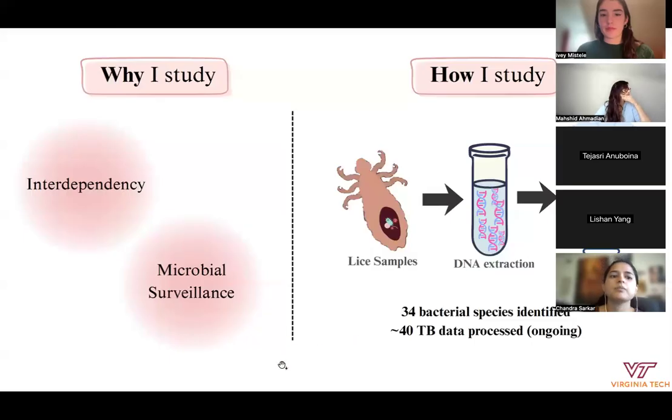So this brings me to why I study, and the reasons are twofold. In humans, our gut bacteria helps us with digestion. In lice and in other insects, these gut bacteria supply essential nutrients like vitamins and amino acids, which help them survive and reproduce. When these bacteria are experimentally killed, the lice dies or stops reproducing or growing.